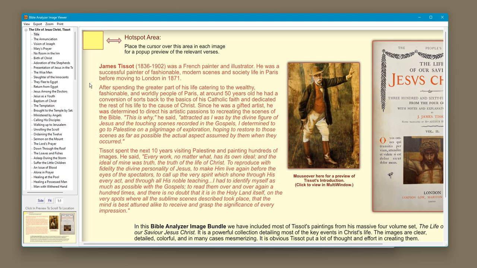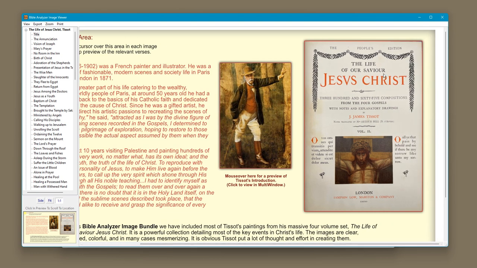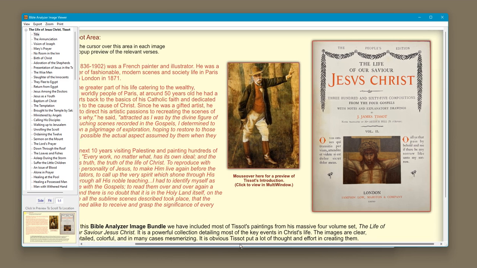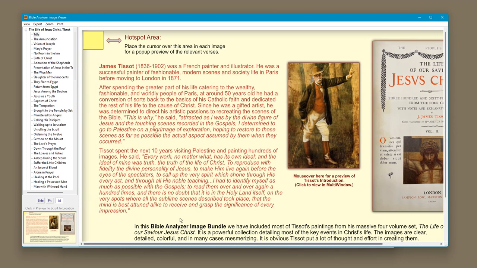He said he read through the Gospels over 100 times just trying to get his mind set where it needed to be to make these images. And he turned these into a book. This book was called The Life of Our Savior Jesus Christ. And it's a powerful book. And it has these images in color, which would have really been outstanding back in the 19th century.